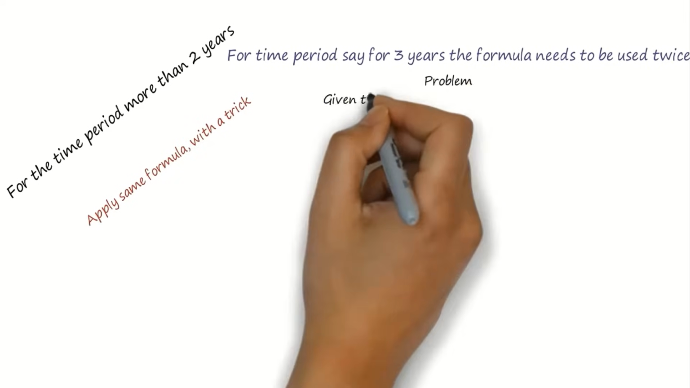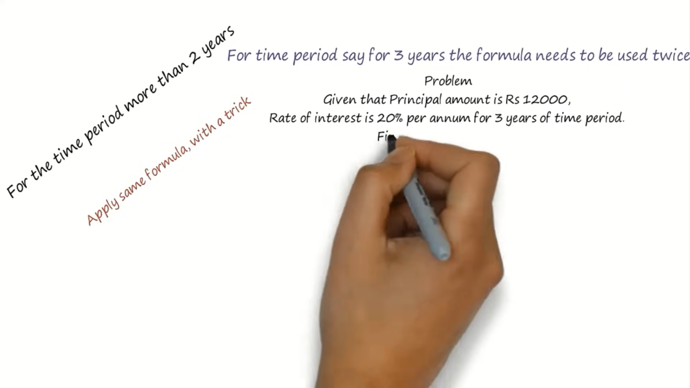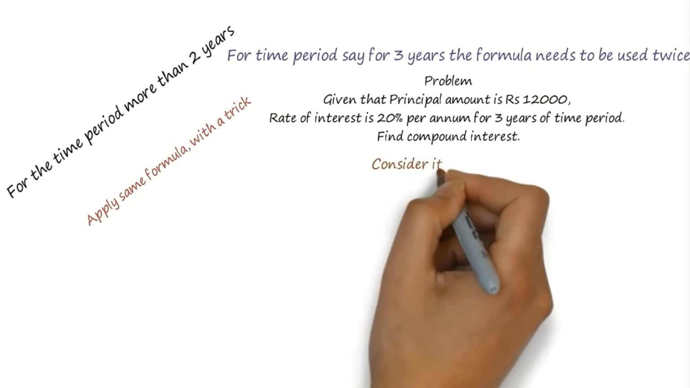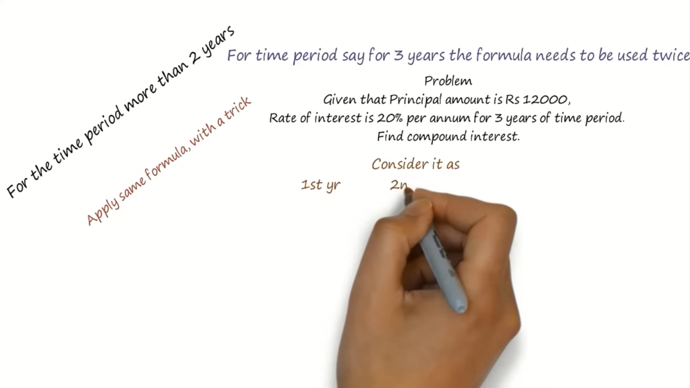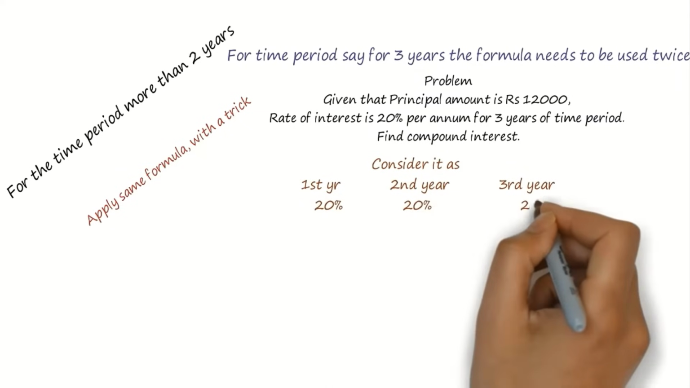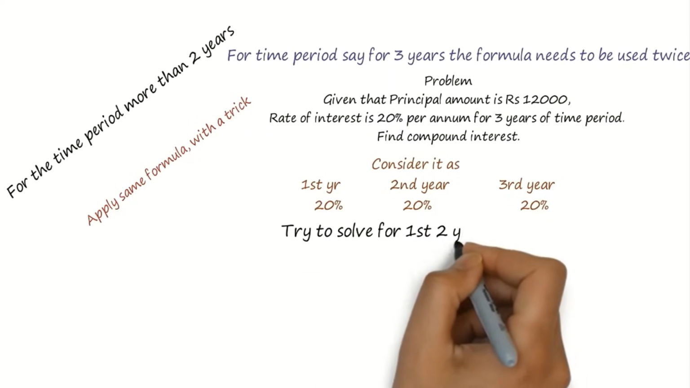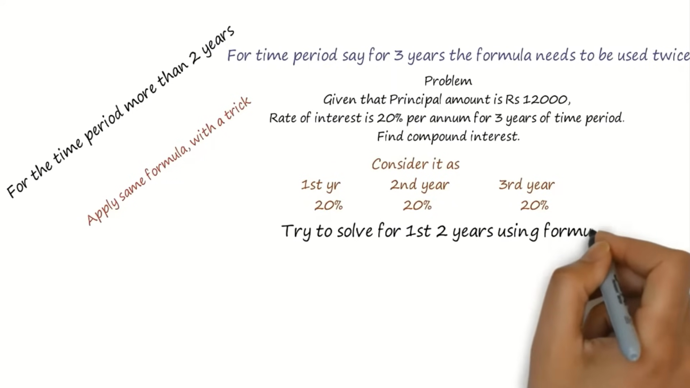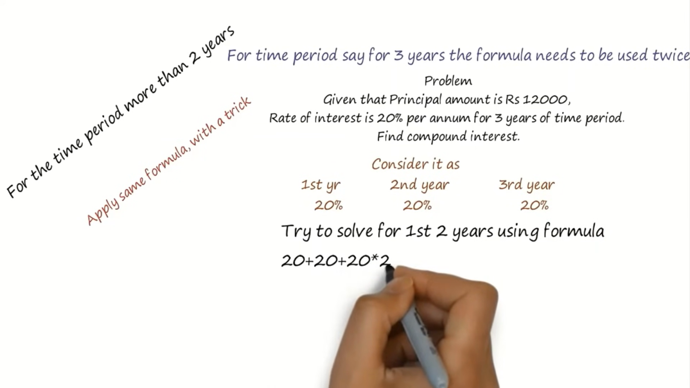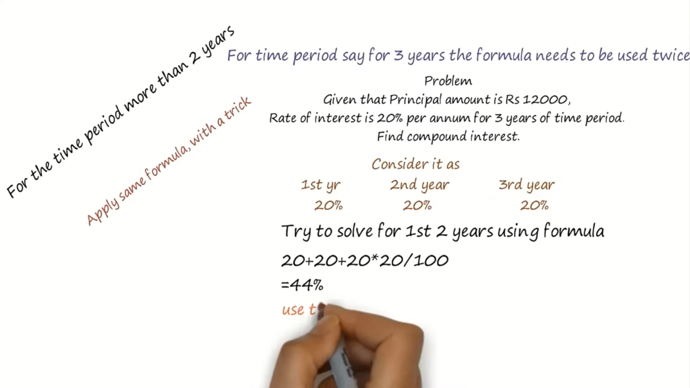So in the given problem, for the same principal amount of rupees 12,000 and rate of interest of 20% per annum for 3 years, let's try to find out the compound interest. So in this case, the rate of interest for the first year is 20% and also 20% for the second and third year as well. So just like the previous example, we will use the same formula to find out the compound interest of the first 2 years. So here x is 20 and y is also 20. So as per the formula, we get 44%. So we have got the compound interest of the first 2 years as 44%.